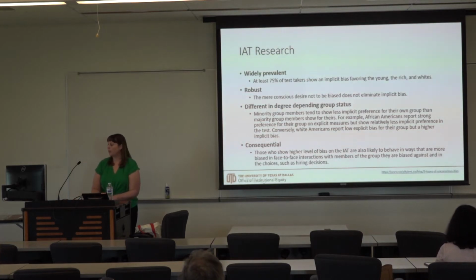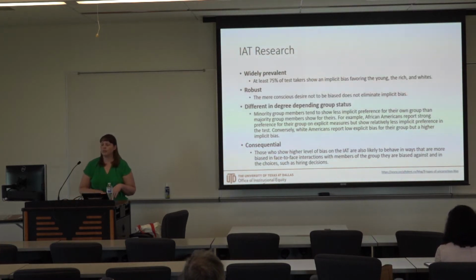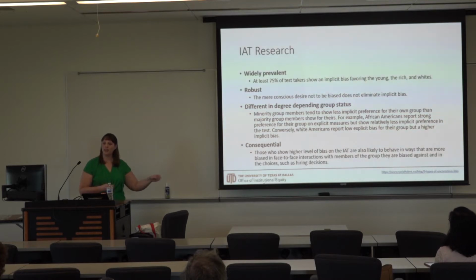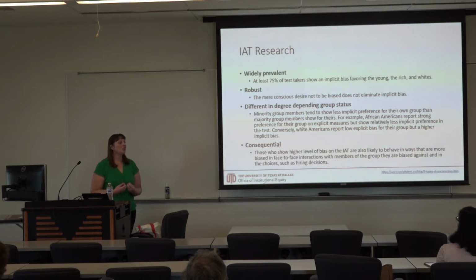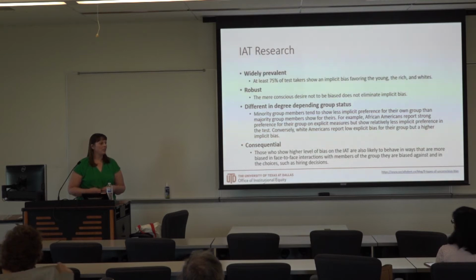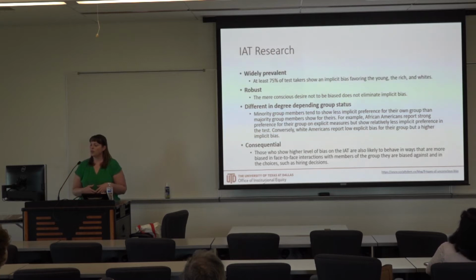And so they have a lot of data and research that they put out publicly for people to use. So of their assessments, at least 75% of test takers show an implicit bias favoring the young, the rich, and the white. That means they're making faster reaction times associating positive attributes to those particular groups. The fact that someone has a conscious desire not to be biased does not influence that. So the fact that you consciously don't want to treat people unfairly does not influence the unconscious part of your brain that's making these associations.